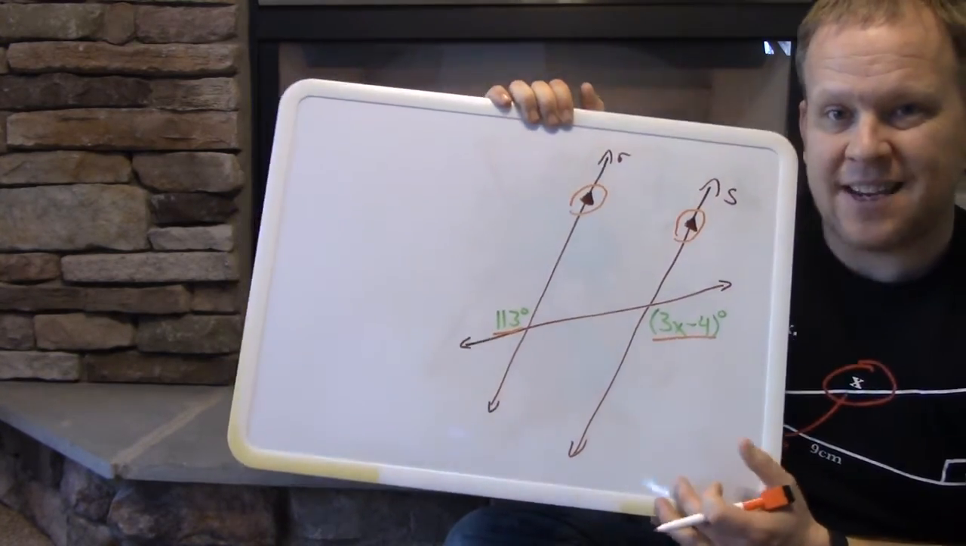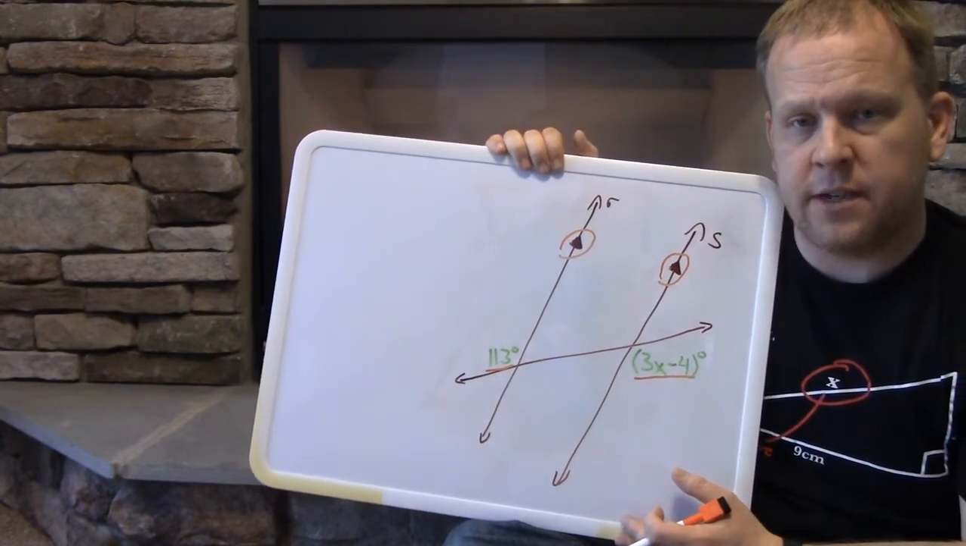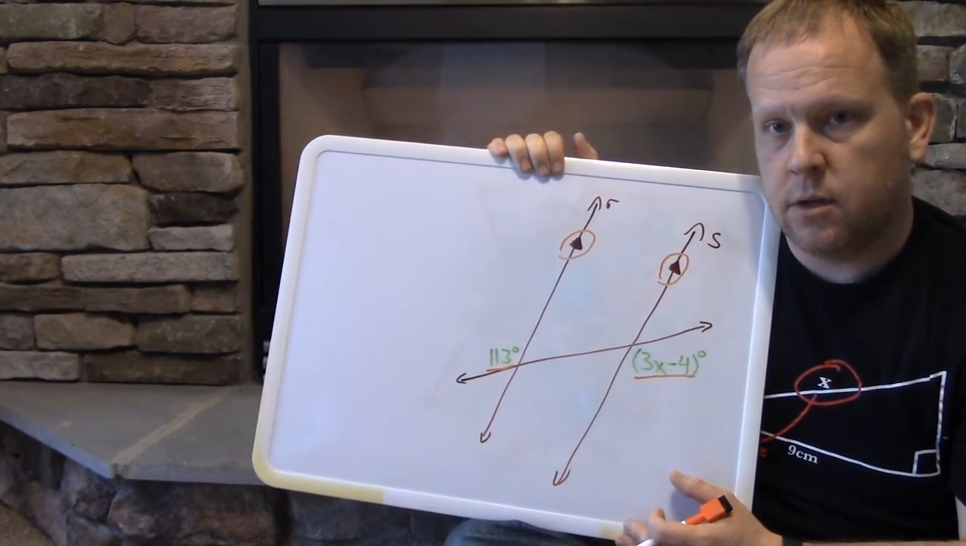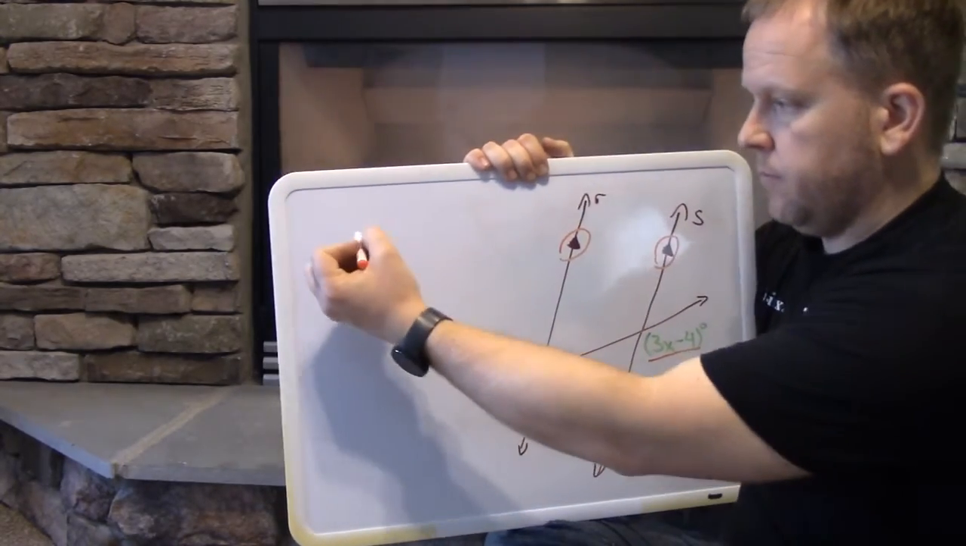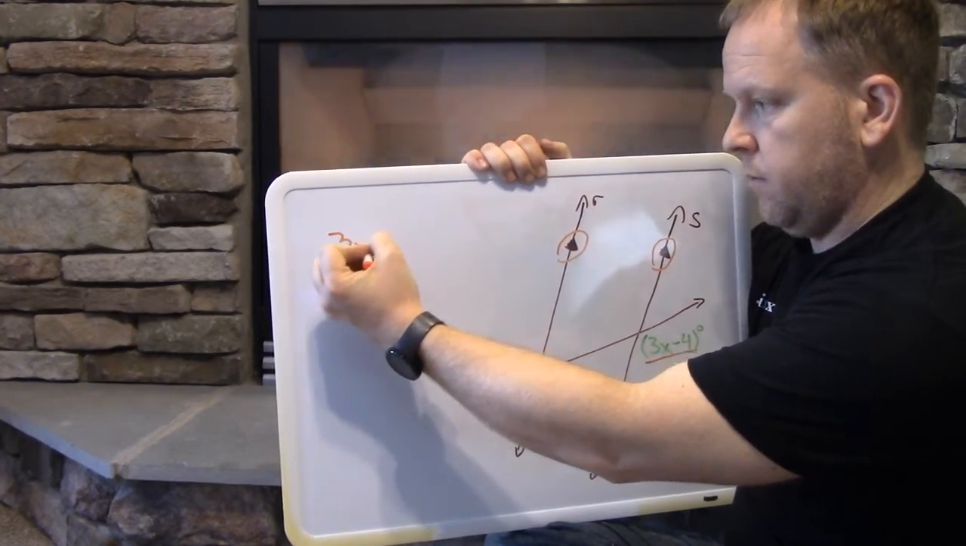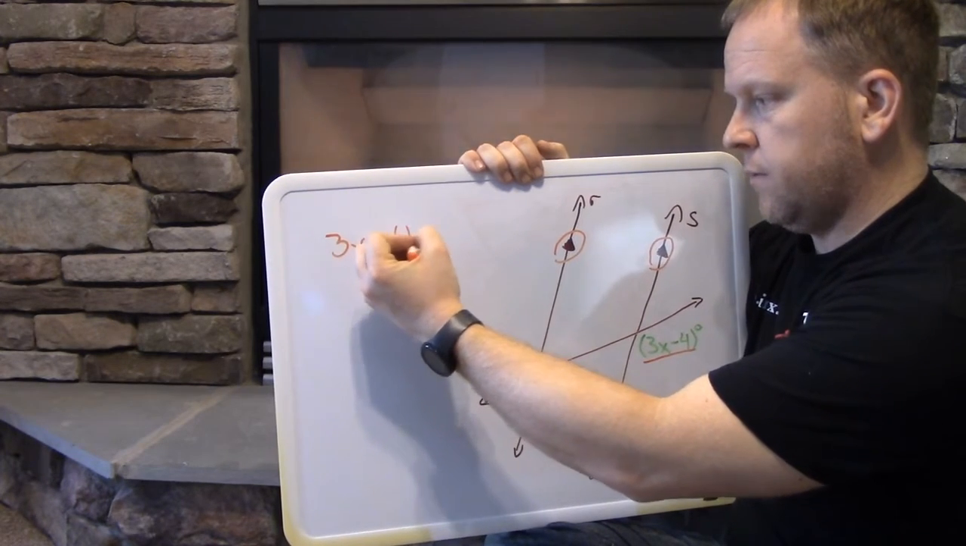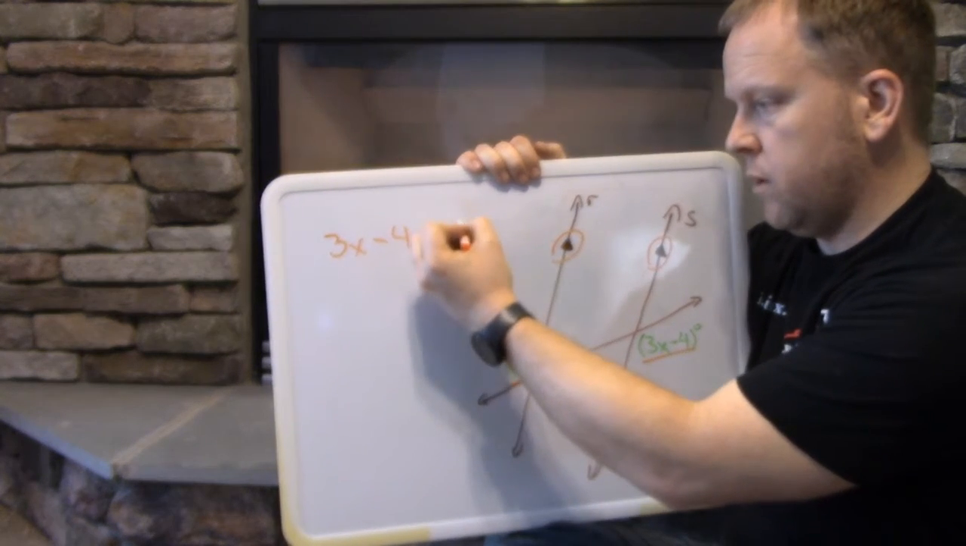They are alternate exterior angles. What do we know about alternate exterior angles? They are what? Congruent. So we can set up our algebra problem. 3x minus 4 equals 113.